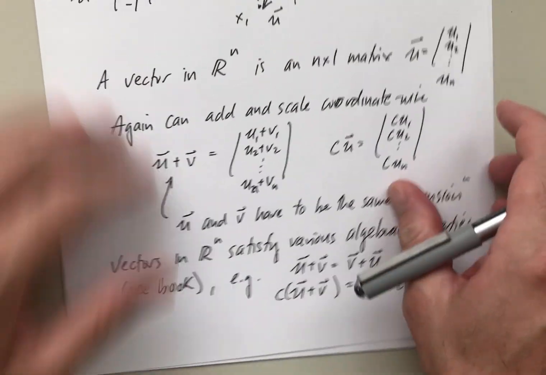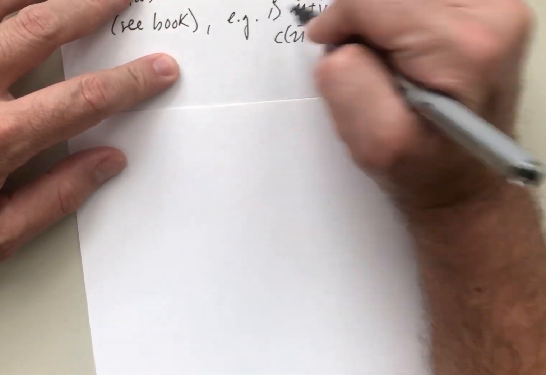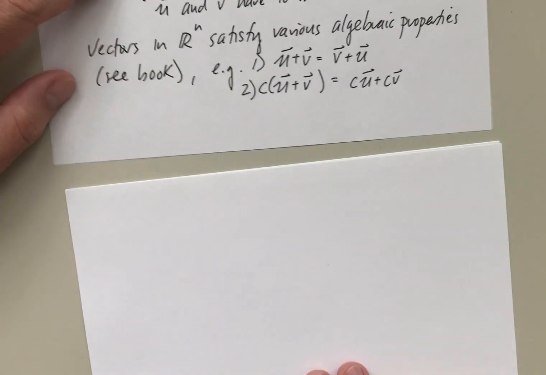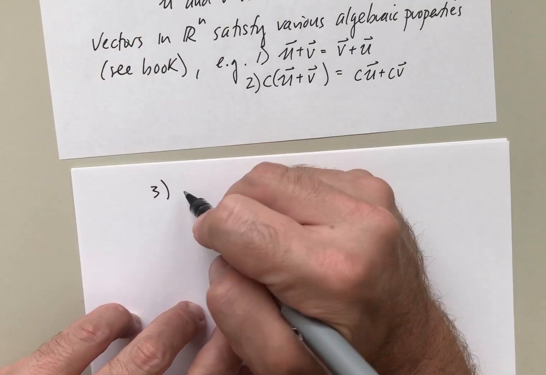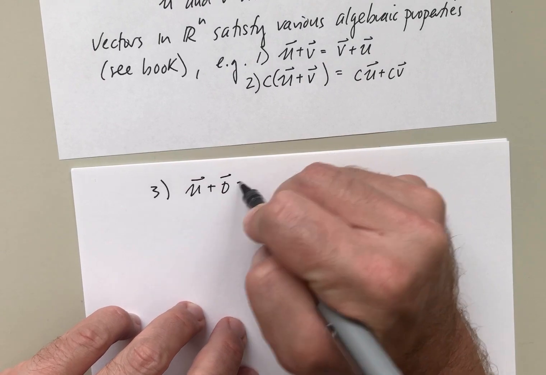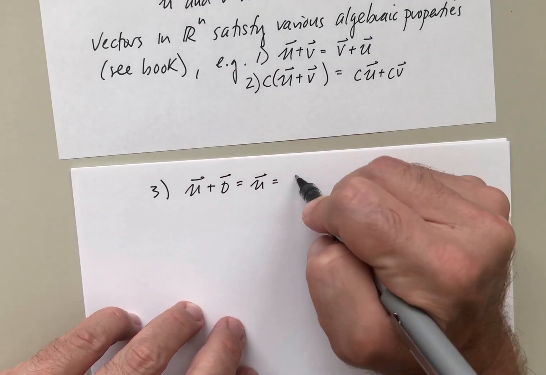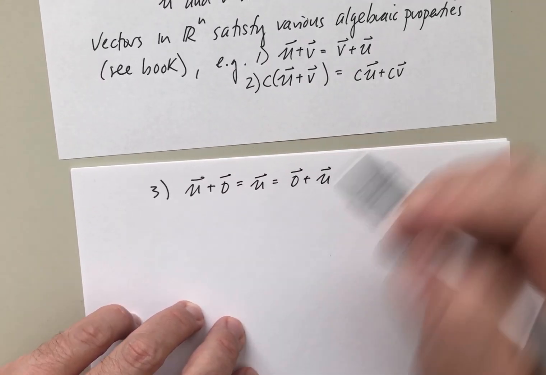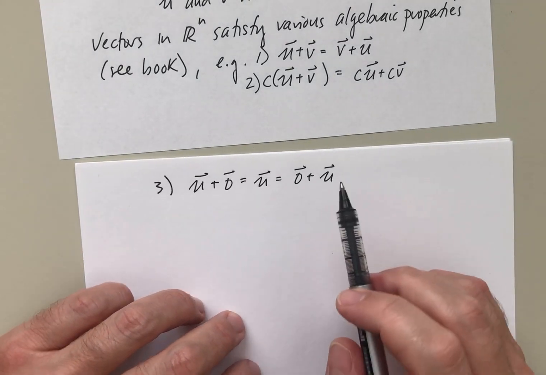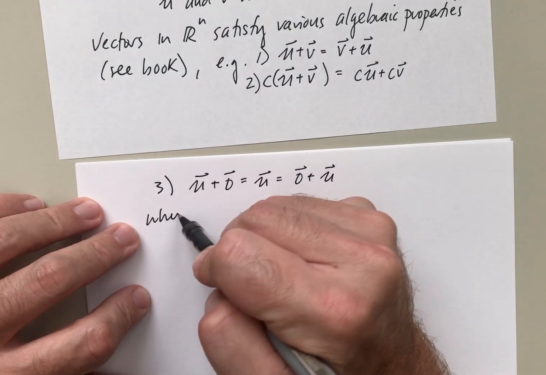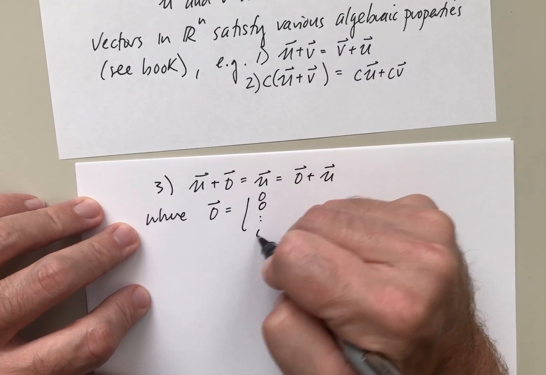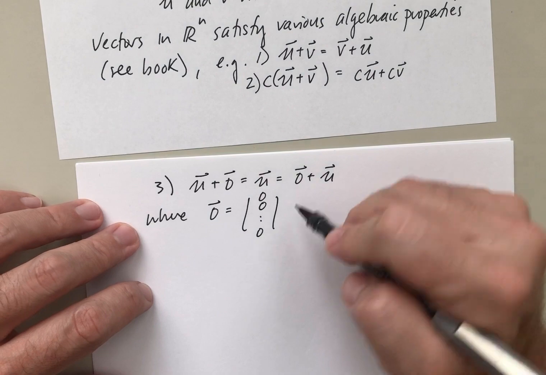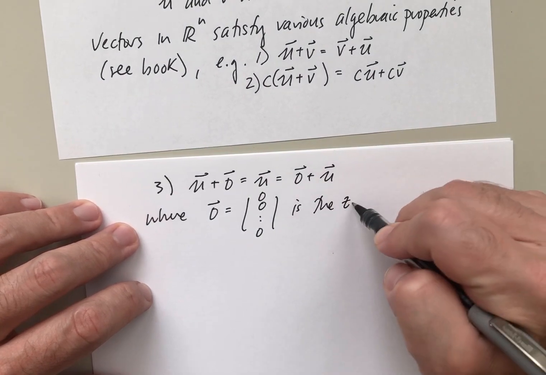And then the last thing I want to do, maybe on a new page, well, that's property 1, property 2. And I just want to emphasize property 3. If I take u plus what's called the 0 vector, that's the same as u, which is the same as 0 plus the vector u. And what do I mean by the 0 vector? It's just a bunch of zeros. And so this is the 0 vector.